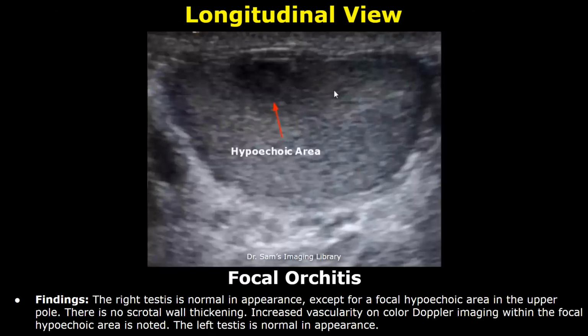Here is a report for focal orchitis. The right testis is normal in appearance, except for a focal hypoechoic area in the upper pole. There is no scrotal wall thickening. Increased vascularity on color Doppler imaging within the focal hypoechoic area is noted. The left testis is normal.